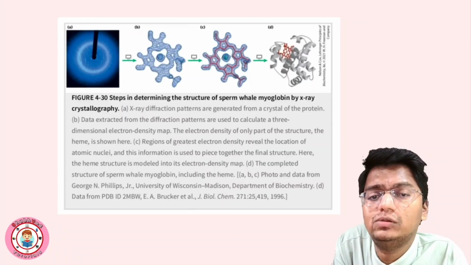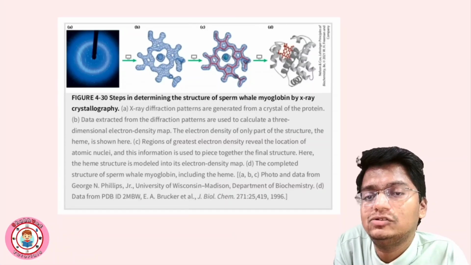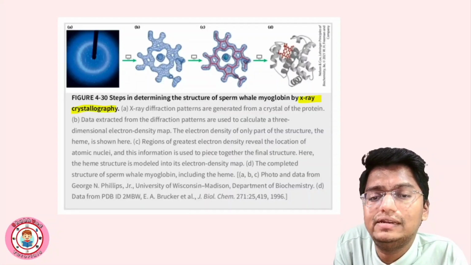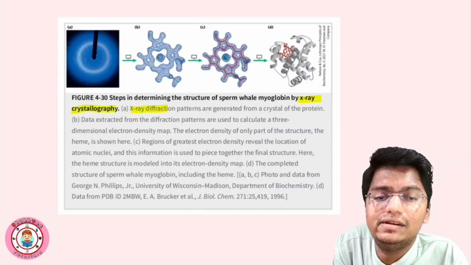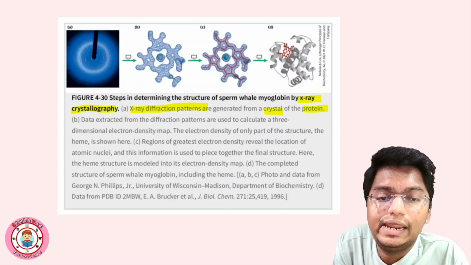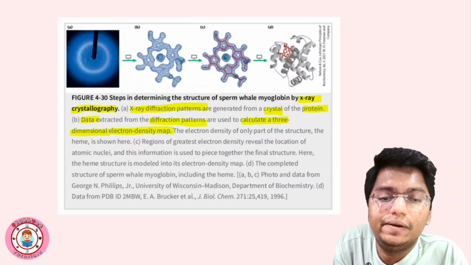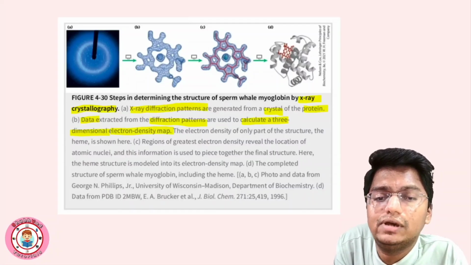So now we will see how the tertiary structures are determined. For 3D structure determination, first is X-ray crystallography. Okay, X-ray crystallography, very important. What it does basically: X-ray diffraction patterns are generated from a crystal of a protein, and the data extracted from these diffraction patterns are used to calculate a three-dimensional electron density map. Okay, it produces an electron density map.